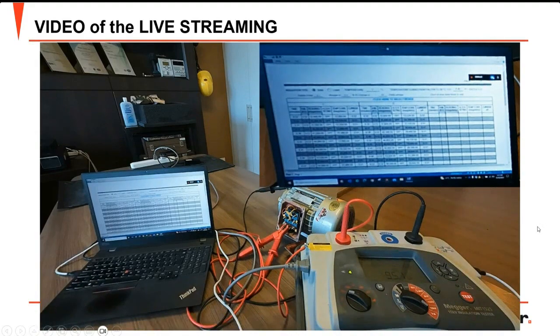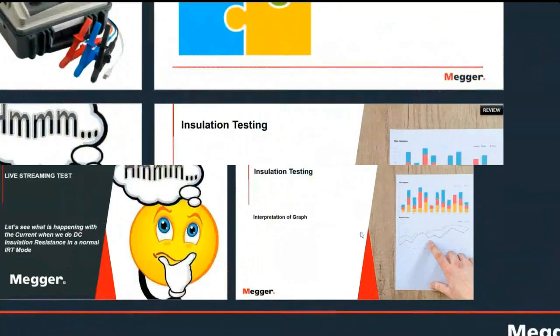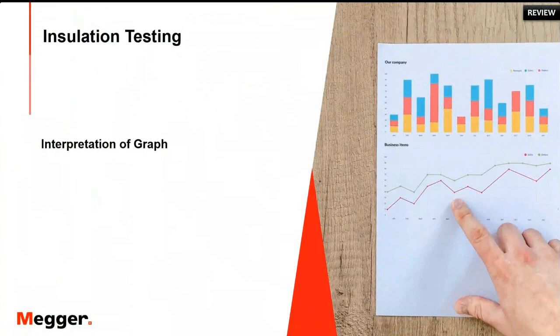Okay, guys, so that is the video that we made last week. Now let's go on to the interpretation of the graph. So how do you interpret this graph? Like I've said, the live streaming will be an additional tool for you to analyze why you sometimes cannot test the test object, or what is happening with the current. And sometimes you can clearly see if you have some abnormalities, most probably some moisture, then you can clearly see, oh, this is what is happening.